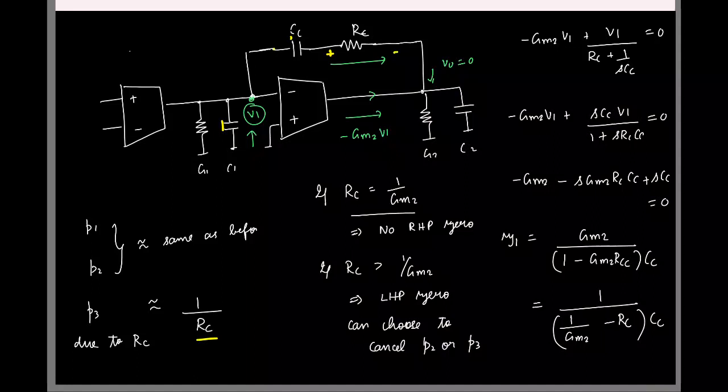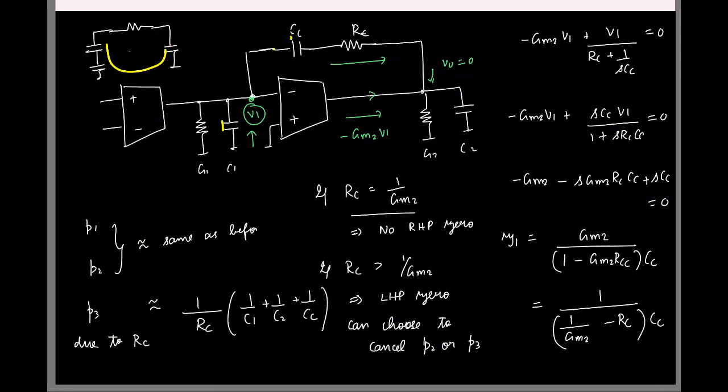So what is the total capacitance RC sees? Across RC, what is the total cap connected? These two in series with C2. I have basically this, right? So across R, I have all these capacitors in series. So roughly you will find this pole will be at this location. Again, it's a very approximate expression.